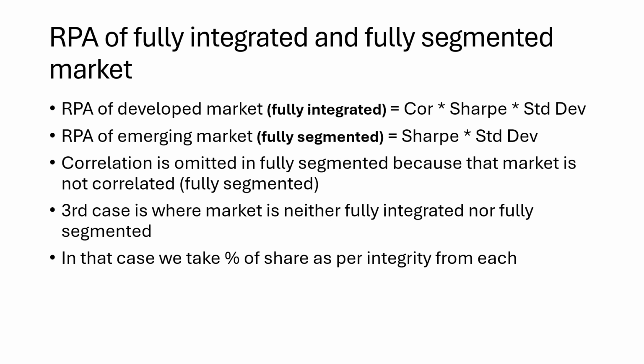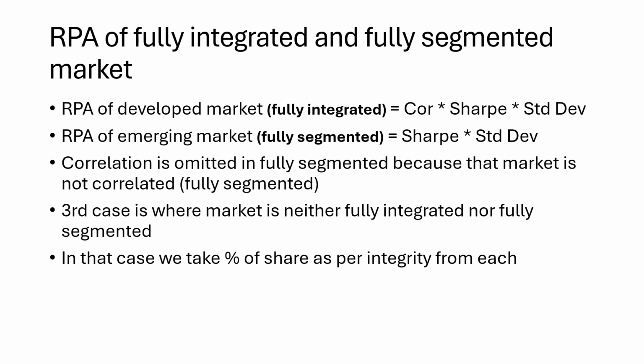In the emerging market, because it is a fully segmented market, that means it is not at all correlated with the global market. We just have the two terms, Sharpe ratio and the standard deviation. The correlation is completely omitted in the fully segmented market. Okay. Now the third case is where the market is neither fully integrated nor fully segmented. So we have something in between.